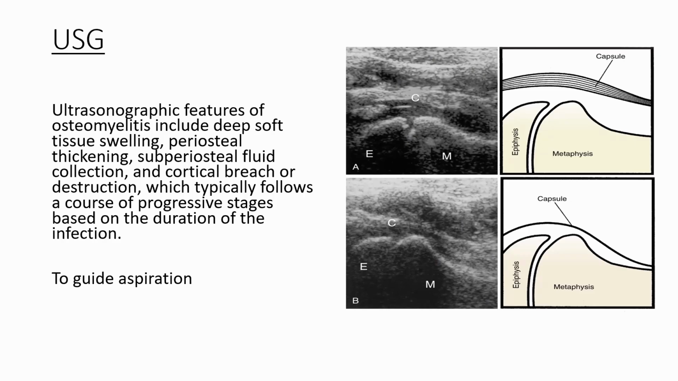Second is ultrasonography. The ultrasonographic features of osteomyelitis include deep soft tissue swelling, periosteal thickening, subperiosteal fluid collection, and cortical breach or destruction, which typically follows a course of progressive stages based on the duration of the infection. Ultrasound guided aspiration is also done. The image shows three things: C is the capsule, E is the epiphysis, and M is the metaphysis. In the above image, we can see there is thickening of the capsule as compared to the C point in the below image. Therefore, ultrasound is usually used to guide aspiration and to see if there is any collection.